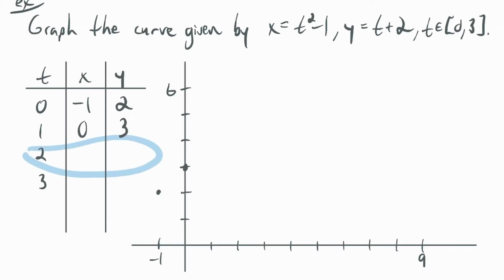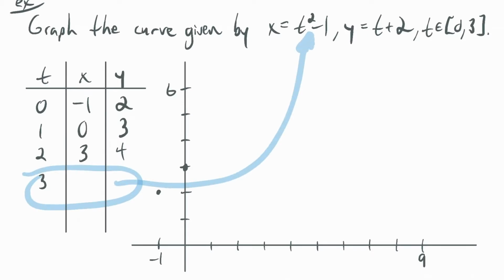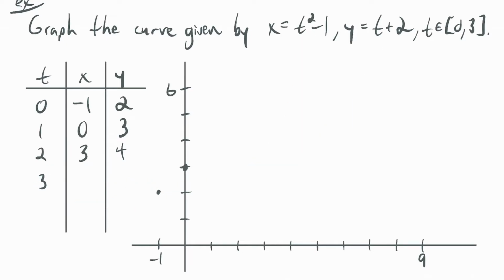How about 2? If I plug in 2, I get 3 for x, and I get 4 for y. So 3, comma 4. Well, if I plug in 3 for t, I'll get 8, comma 5. Oh, I forgot to mark that one. That's okay. So 3, comma 4 would go right here. And then 8, comma 5. I'm kind of eyeballing this a little bit, but roughly there. So I get something like the following.